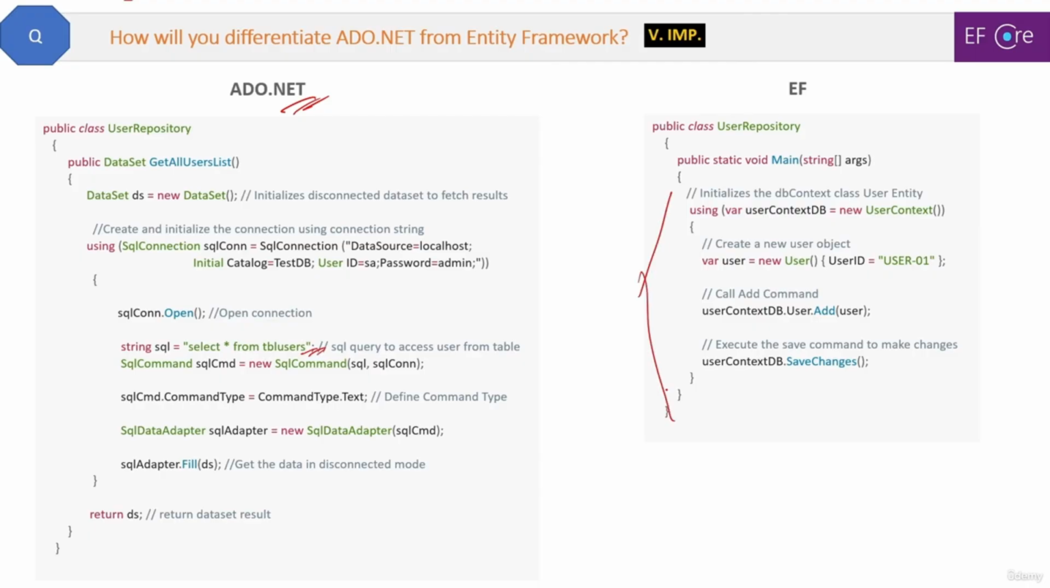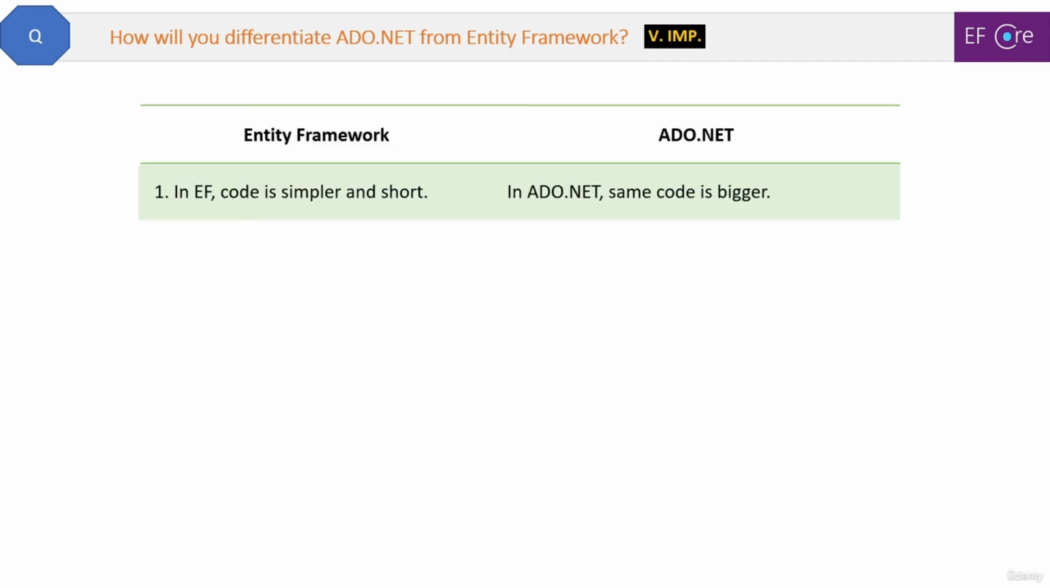Now you know in a big application how many database calls there are, right? And how many lines of code can be reduced if you use the Entity Framework approach for all of them, right? So now we will see the differences. In Entity Framework, code is simple and shorter. In ADO.NET, the same code is bigger and more complex for the same task.